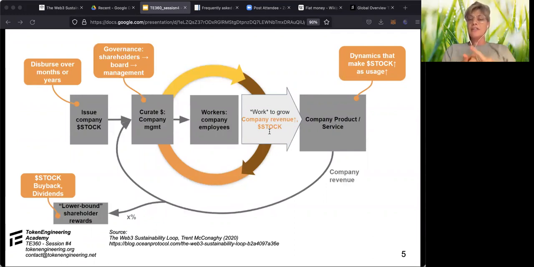Quite simple. Now, in the expanded version, there are additional elements. The company issues stocks, as you see it on the left, and there are shareholder rewards at the lower left. And Trent now explains this by the example of Amazon, founded by Jeff Bezos. I quote the article again. In the previous section we described the Amazon loop and generalized upon it. However, it's an incomplete picture of Amazon's story and other businesses.